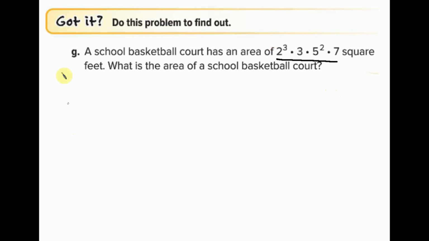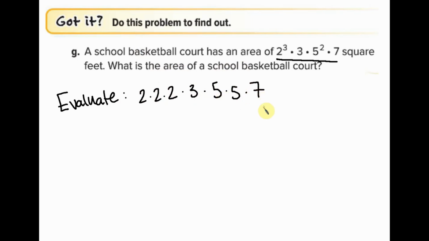So here, if I evaluate this, let me expand all of them so that it'll be easier for me to calculate. When you have 2 cubed, which means you have 2 three times, times 3, times 5 squared, which is 5 times 5, and then last will be the 7. Calculating this, 2 times 2 is 4, times 2 becomes 8, and then 8 times 3 is 24. Let's see, what if I do it this way? 5 times 5 is 25. 25 times 7 is 175.